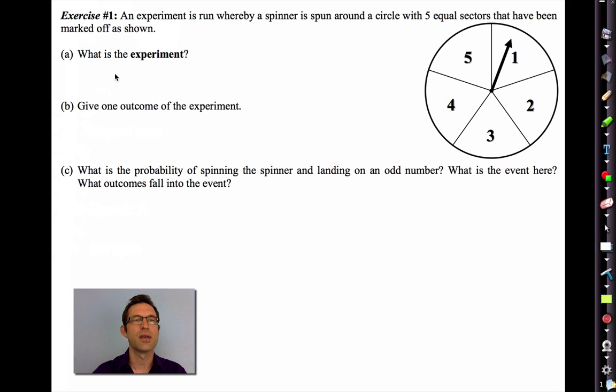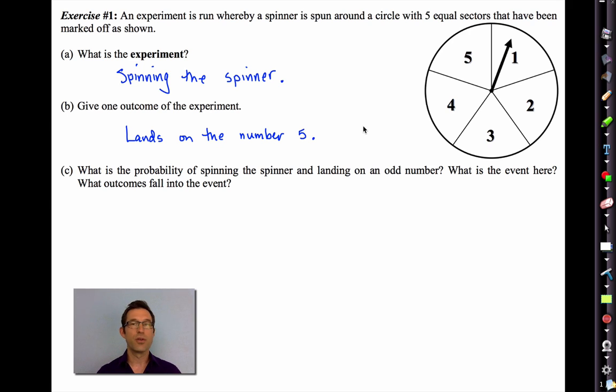Well, this is very easy. Spinning the spinner. That's the experiment. That's the whole thing. Letter B says, give one outcome of the experiment. Well, one outcome would be it lands on the number, let's say 5, right? That's one outcome of the experiment. You could pick any number, 1 to 5, right? Lands on the number 5.